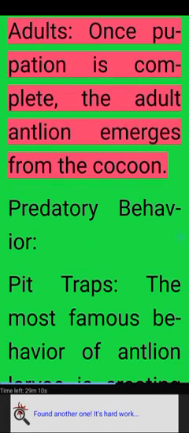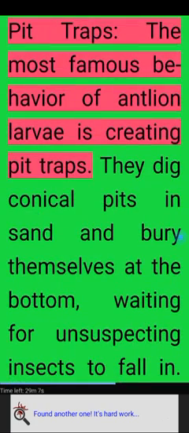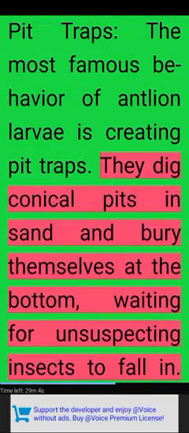Once pupation is complete, the adult antlion emerges from the cocoon. Predatory behavior. Pit traps. The most famous behavior of antlion larvae is creating pit traps. They dig conical pits in sand and bury themselves at the bottom, waiting for unsuspecting insects to fall in.